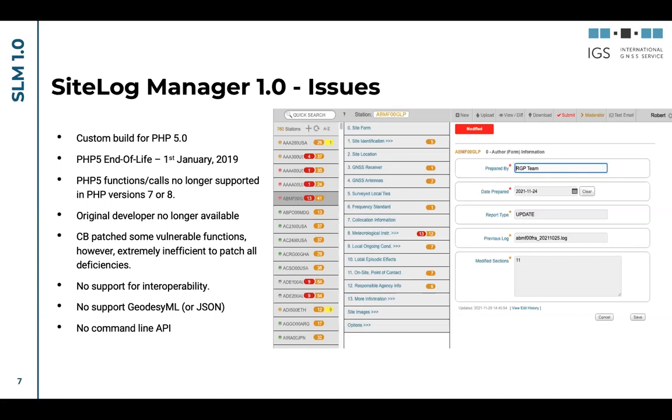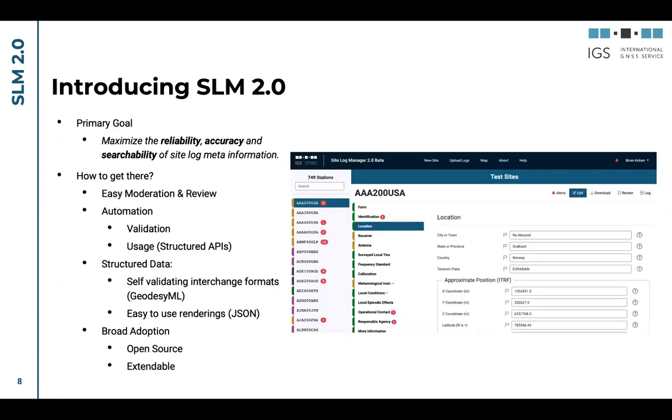There's no support in this existing software for GeodesyML or JSON to upload or download, and no command line APIs. So with these issues, we said, okay, it's time to move on and build something new. And so we did. And at this point, for introducing the SLM 2.0, I'll pass the floor to Brian, and he can guide us through this, and then we'll show a live demo of what it actually does.